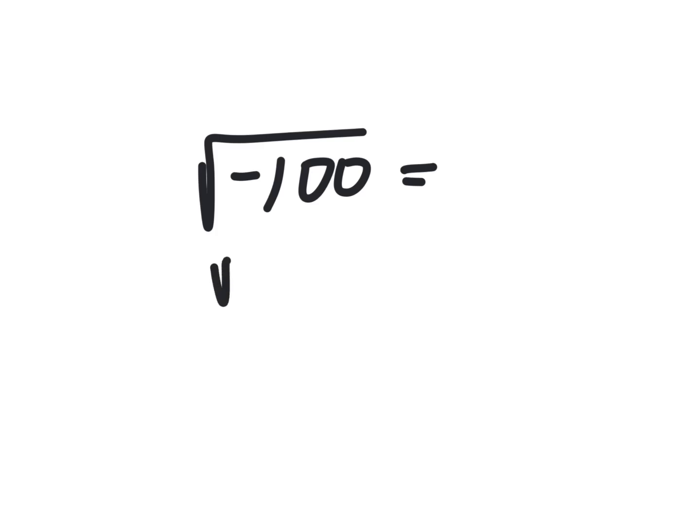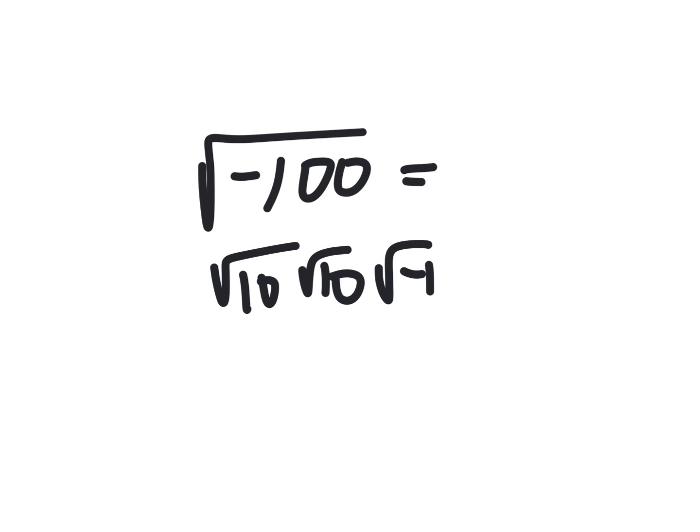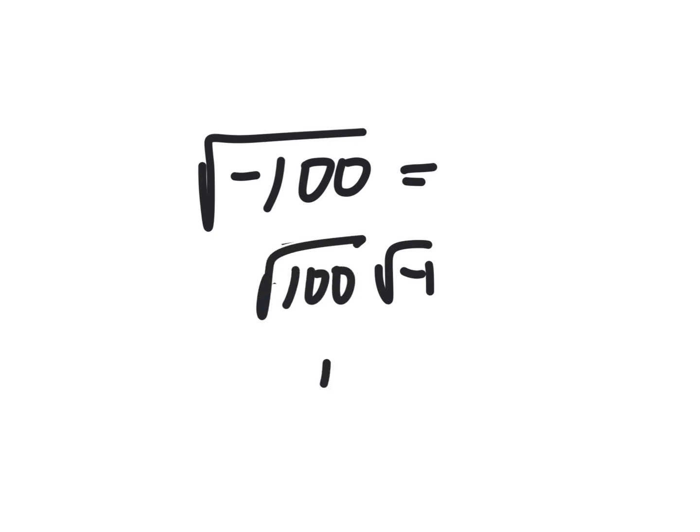Now, some kids get all twisted up, like square root of 10 times the square root of 10 times the square root of negative 1. You don't have to do that. You can just break it up into the square root of 100 times the square root of negative 1, which would be 10i. There's your answer, 10i. Raise your hand if you had that one right. Okay, awesome. Here's where it gets a little more complicated.